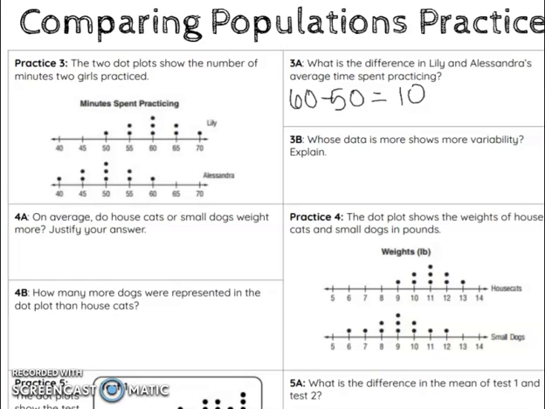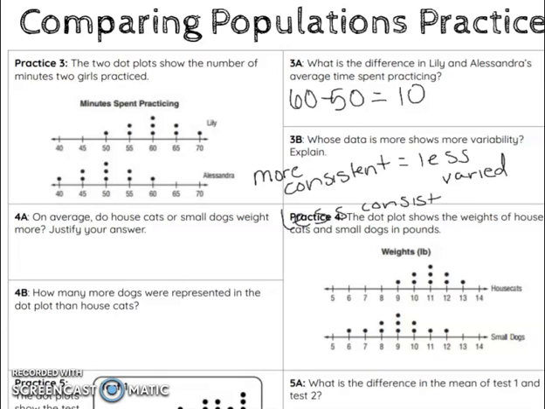Whose data shows more variability? So yesterday we talked about consistency. If something is more consistent, then their data is closer together. If it's less consistent, it is more spread out. Variability is going to be the opposite. So if I have something that's more consistent, then it is less varied or has less variability. If I have something that's less consistent, then it is more varied.